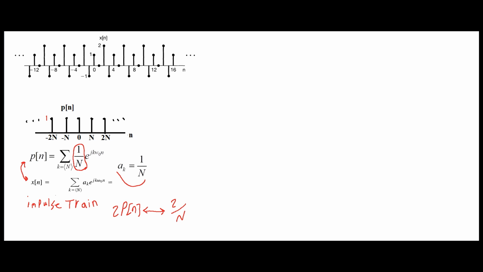Now we also use the time shift property. This property says if xn has Fourier coefficients AK, then xn minus n0 corresponds to e to the power of minus j k omega 0 n0 times AK.